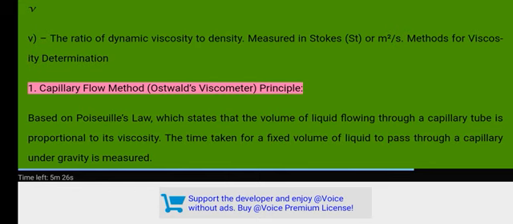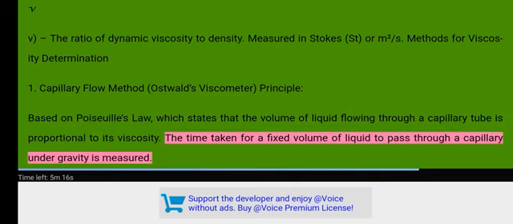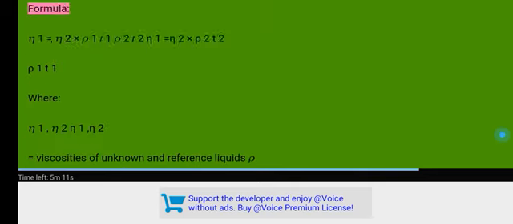Capillary flow method. Ostwald's viscometer principle. Based on Poiseuille's law, which states that the volume of liquid flowing through a capillary tube is proportional to its viscosity. The time taken for a fixed volume of liquid to pass through a capillary under gravity is measured. Formula. Eta 1 equals eta 2 times rho 1 T1 over rho 2 T2.